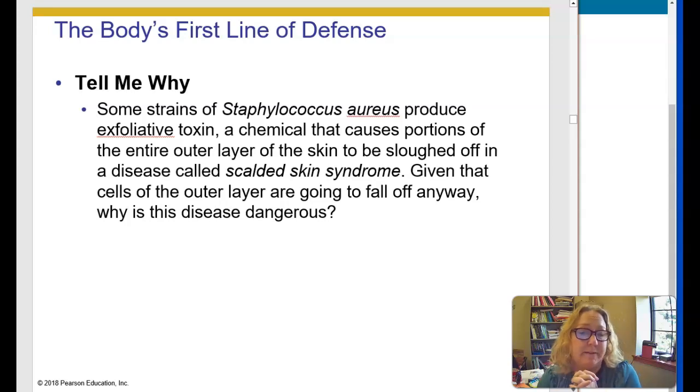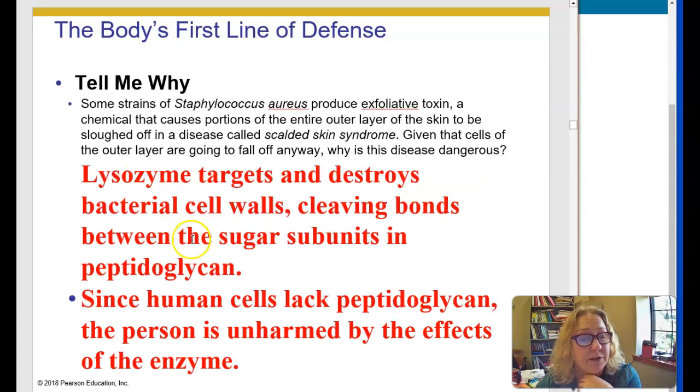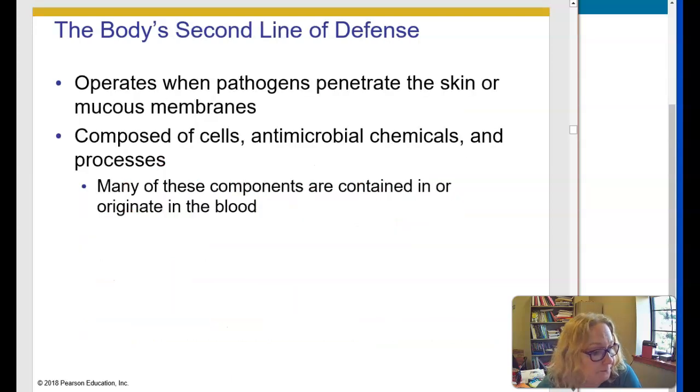Okay, so some strains of Staphylococcus produce exfoliative toxin, a chemical that causes portions of the entire outer layer of the skin to be sloughed off in a disease called scalded skin syndrome. Given that cells of the outer layer are going to fall off anyway, why do we care? Feel free to pause it and think about it. So lysozyme targets and destroys bacterial cell walls, cleaving bonds between sugar subunits in peptidoglycan. Yes, remember peptidoglycan? Since humans lack peptidoglycan, the person is unharmed by the effects of the enzyme, but the enzyme removes peptidoglycan. See, isn't microbiology fun?